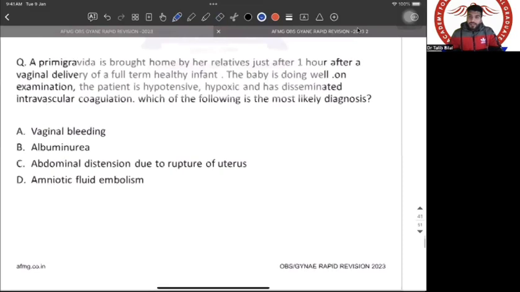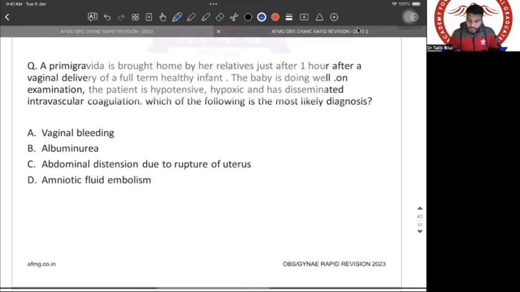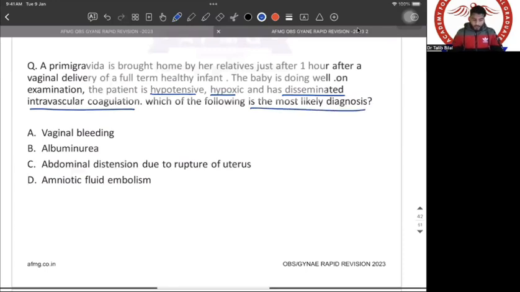A primary gravida is brought home by her relatives just 1 hour after the vaginal delivery of a full-term healthy infant. The baby is doing well. On examination, the patient is hypotensive, hypoxic, and has disseminated intravascular coagulation. Which of the following is the most likely diagnosis?